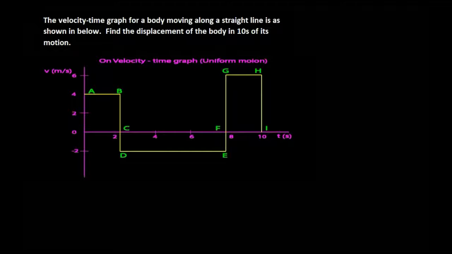In this velocity time graph of a body moving along a straight line, we need to find the displacement of the body in 10 seconds. Displacement is a vector quantity, and that is a very important thing to note. Therefore, it has magnitude and direction as well. Now, the area under the graph is equal to displacement.